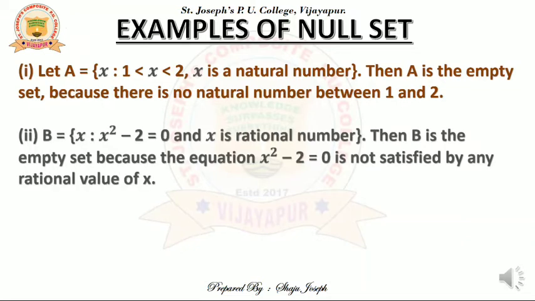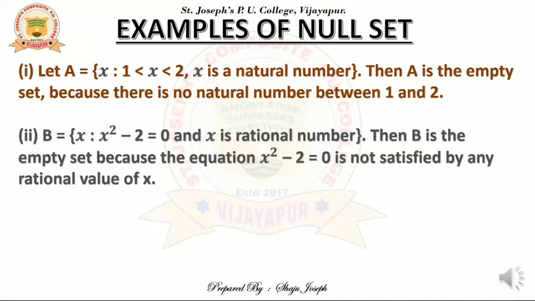Now, another example. B is a set of all x such that x square minus 2 is equal to 0 and x is a rational number. B is again an empty set or a null set. Why? Let us try to solve the equation x square minus 2 is equal to 0. Minus 2 goes to the right hand side and becomes plus 2. So now the equation looks like x square is equal to 2.